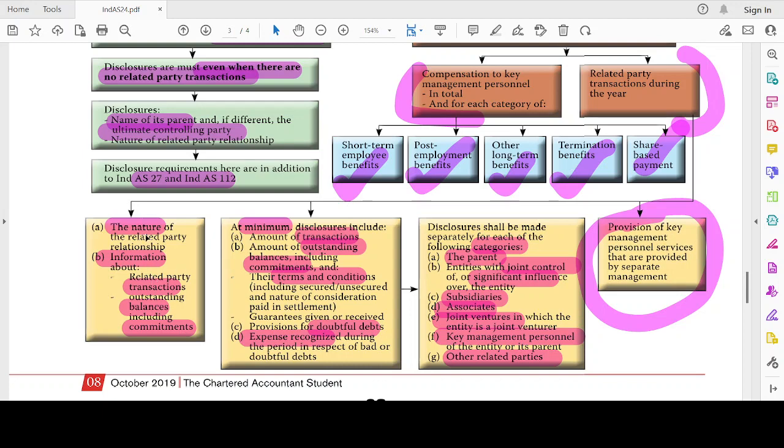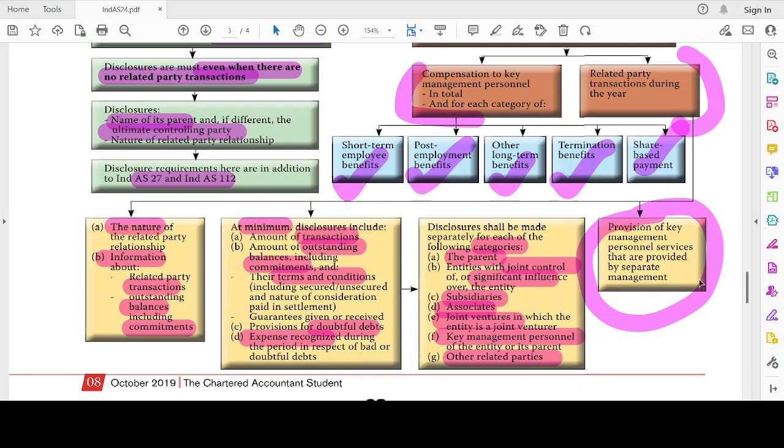Then, what are the four things I'm going to identify? What is the nature, transaction, balance, and commitments? All four have to be disclosed here. At minimum, what I have to disclose is the transaction, outstanding balances, including the commitments, and the terms and conditions with which I have entered into, and provisions for doubtful debts, expense recognized, and then disclosure shall be made separately for each of the following categories. That is parent, entity with joint control, significant influence, subsidiaries, associate, joint venture, KMP, and other related parties.